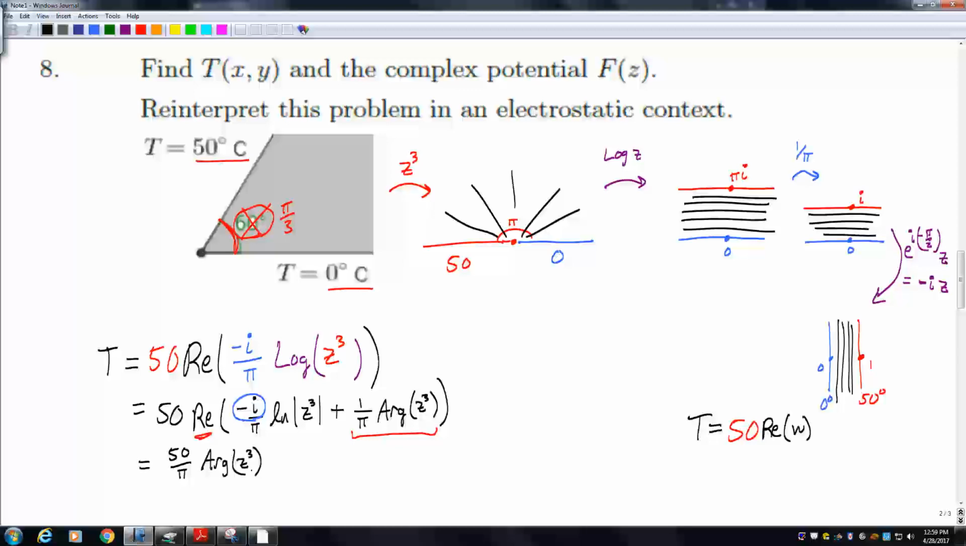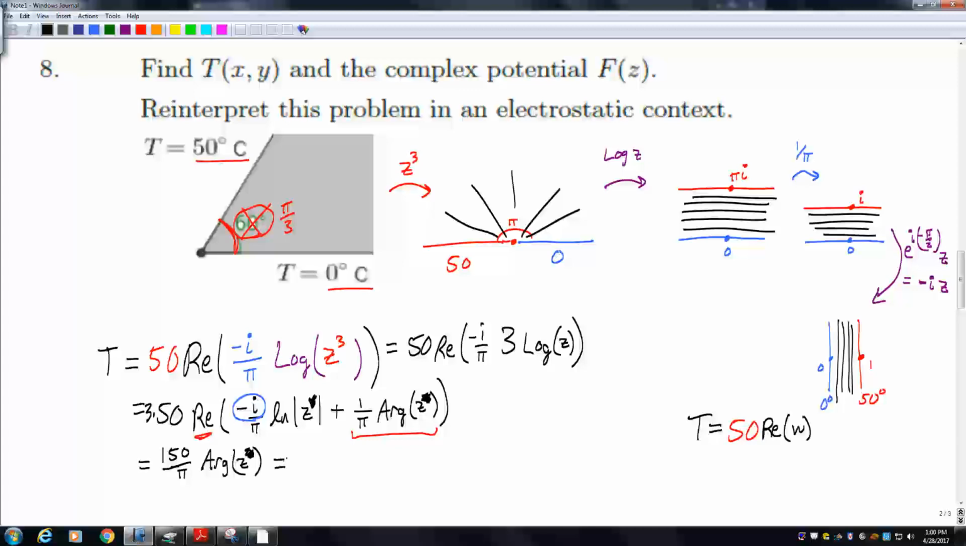Okay. Well, maybe at some point I should have used the log property here. I think it would have made this a little simpler, so let me go ahead and do that. This is 50 times the real part of minus i over pi. I can bring that 3 out front, so this is now 3 times the log of z. I don't know that we ever specifically talked about that for the argument function, but I can get rid of this 3 here and now stick it out front. And the argument of z cubed is actually just 3 times the argument of z. So multiplying by 3 here, I get 150 over pi times the argument of z.